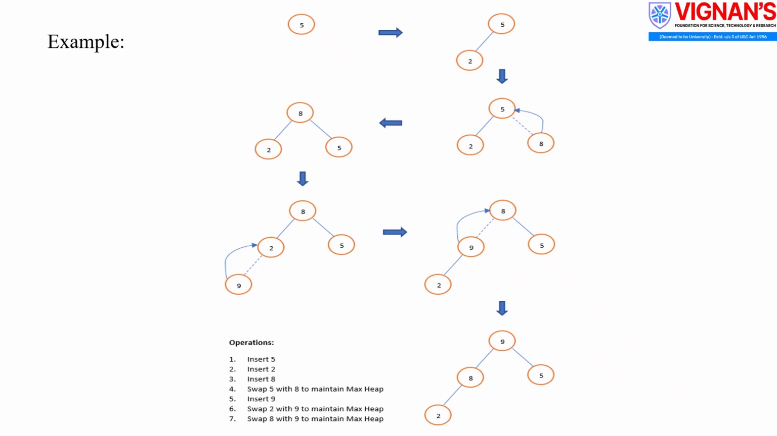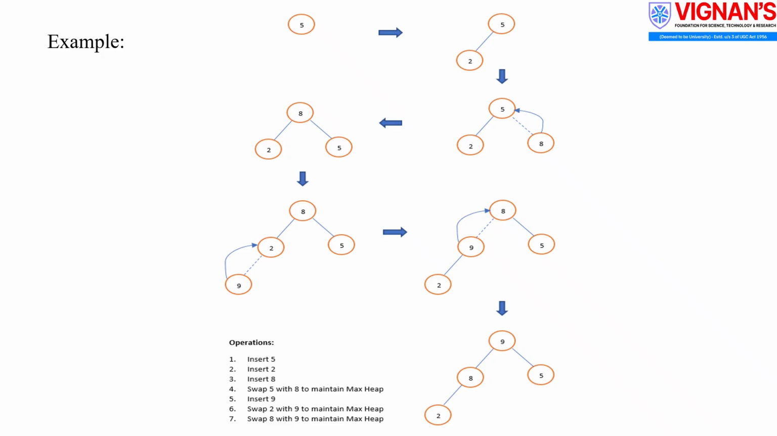Next, insert 9. The element 9 is inserted as the left child of 2. Since 9 is greater than 2, we swap 2 and 9. After that, we compare 9 with its parent, which is 8. Since 9 is greater than 8, we swap 8 and 9. Now, 9 becomes the root node, and the max heap property is satisfied.